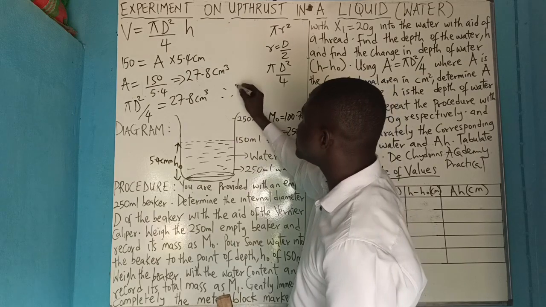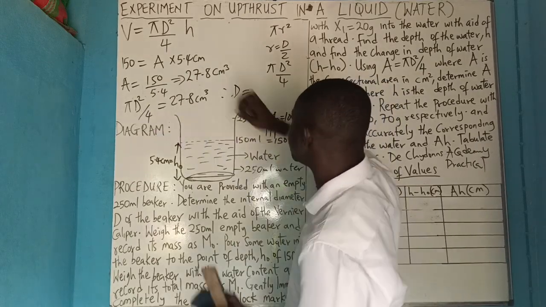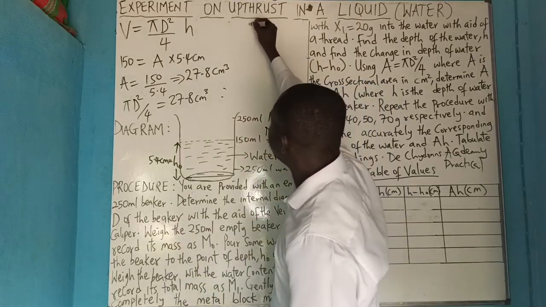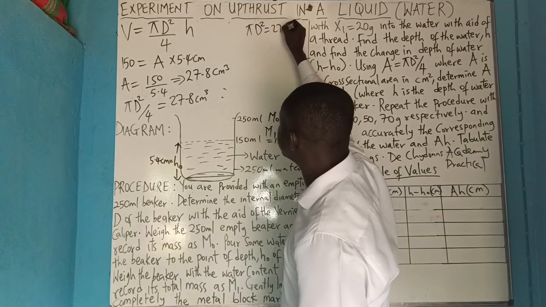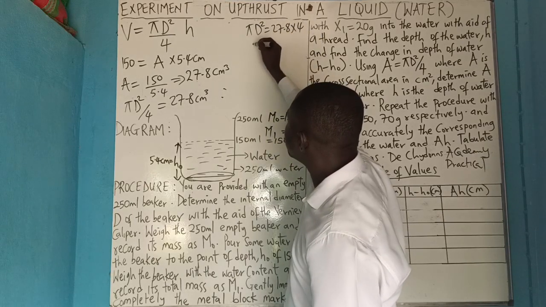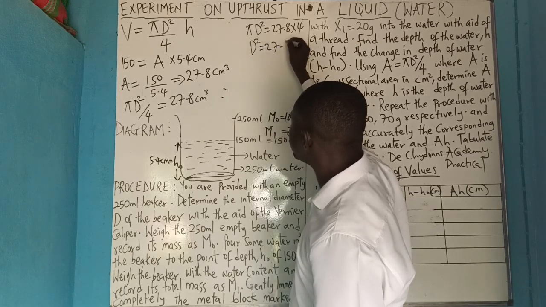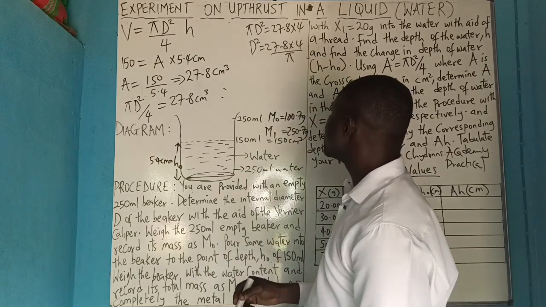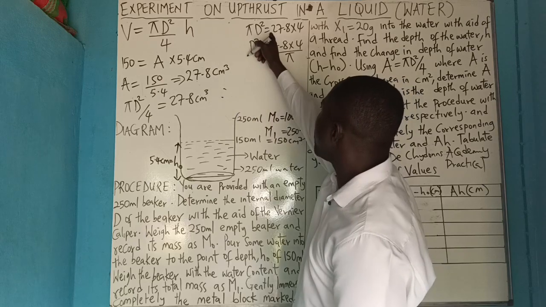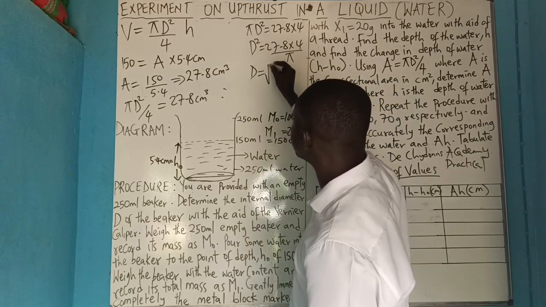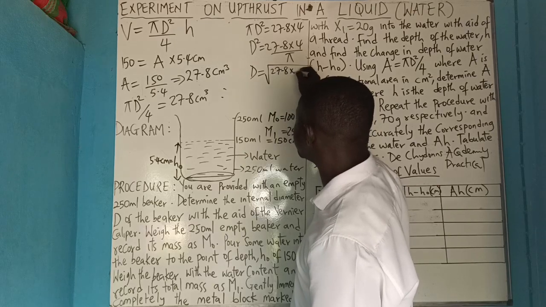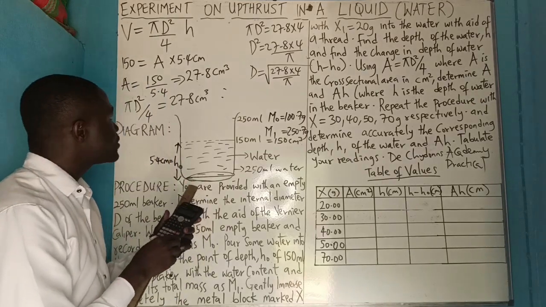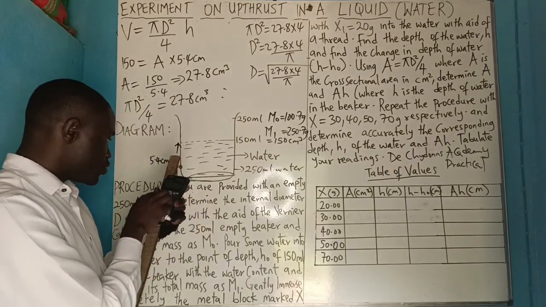Therefore, we say that d will be equal to, as you are seeing it here, pi d square is equal to 27.8 times 4. D square is equal to 27.8 times 4 all over pi. Right? Yes. And so we also say that d will be equal to the square root of 27.8 times 4 all over pi.